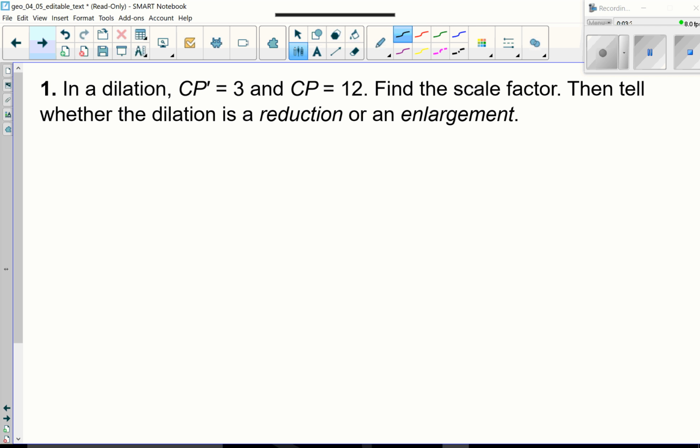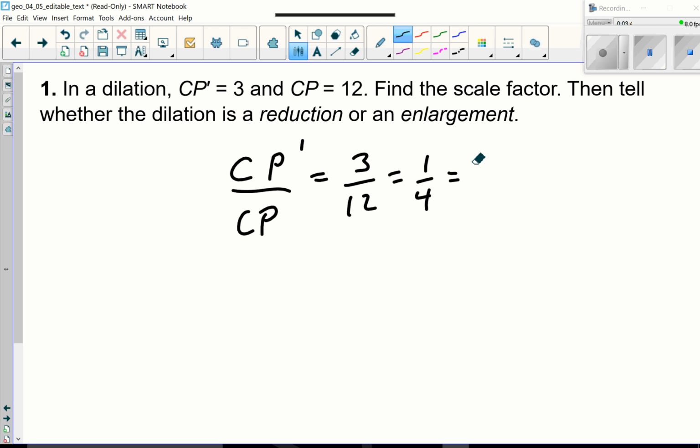Okay. Next one, we don't have a picture, but our principle of image over pre-image is going to be maintained. In this particular case, we're going to take 3 over 12. That ratio is really the fraction 1/4. So K is a fourth. Since K is a fourth, that's going to represent reduction. Okay. Scale factor of a fourth, reduction.